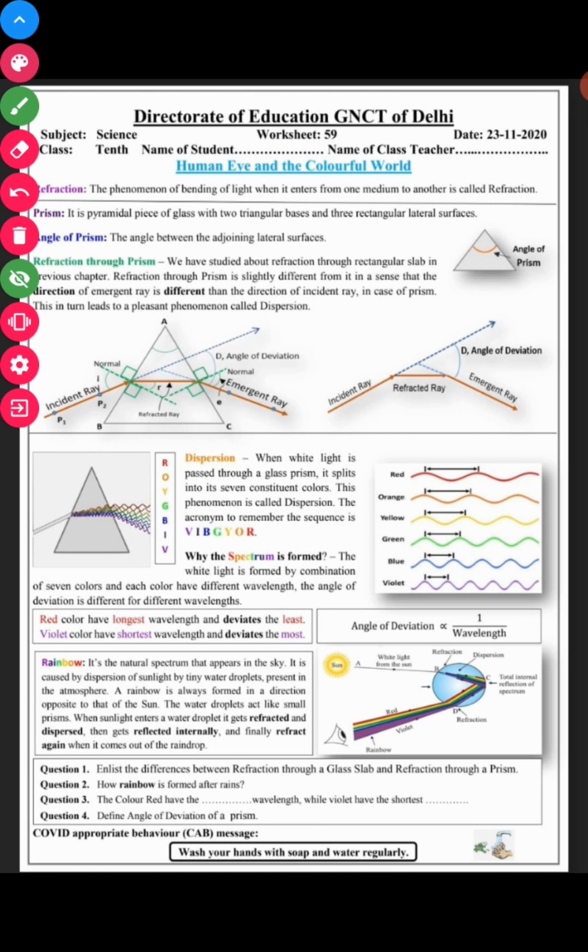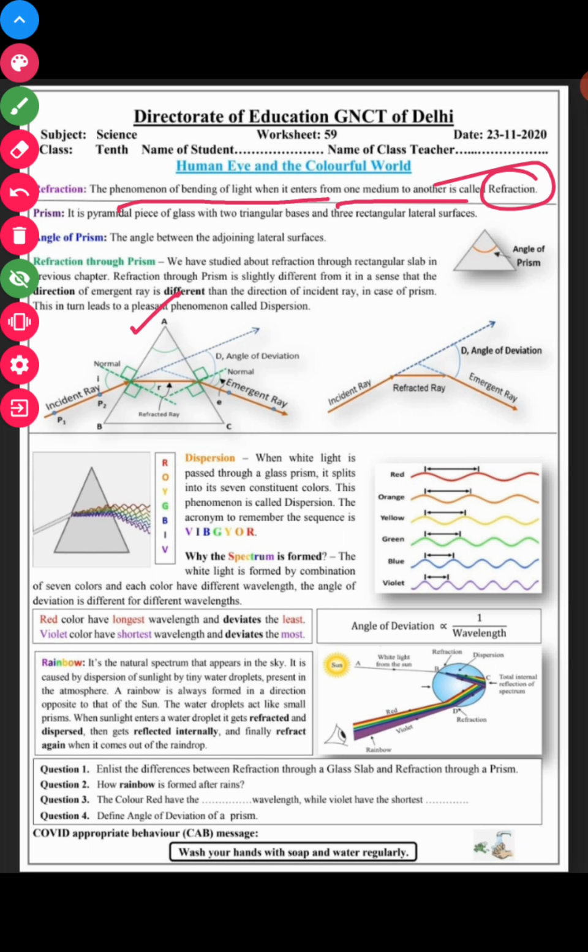In this worksheet, we will start our new chapter, Human Eye and Colorful World. And in continuation of refraction, today we will study refraction through a prism. Okay, so let's start. The phenomenon of bending of light when it enters from one medium to another medium is called refraction. This we have already done.